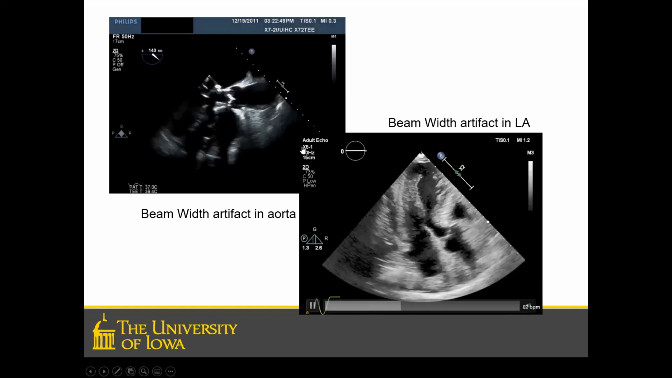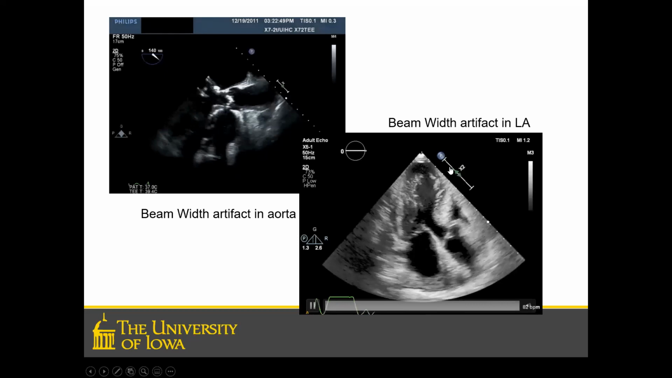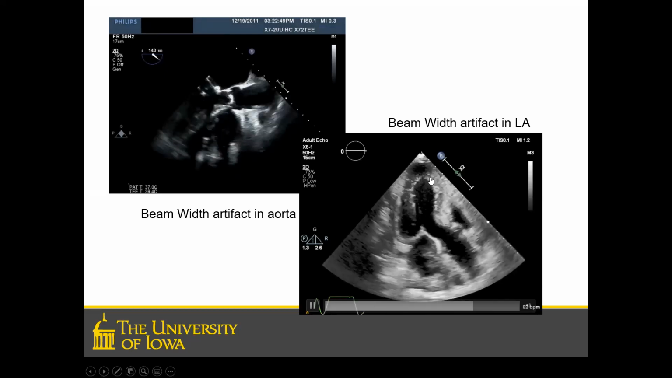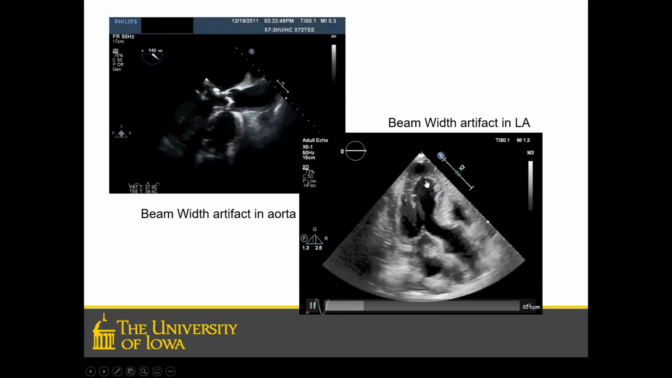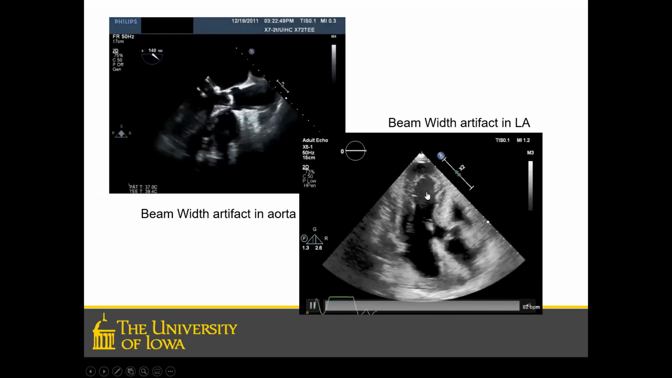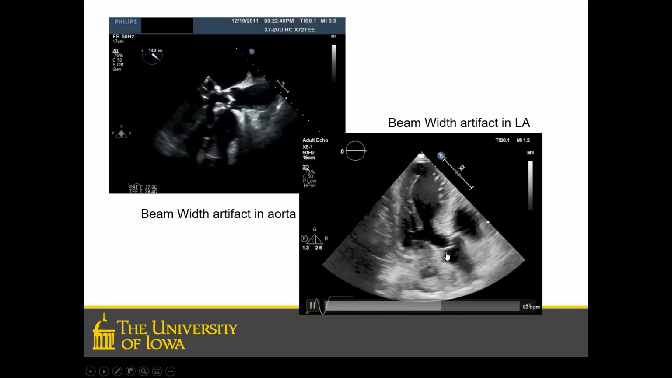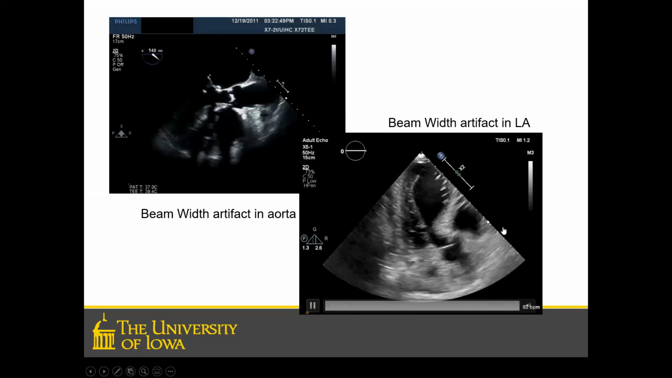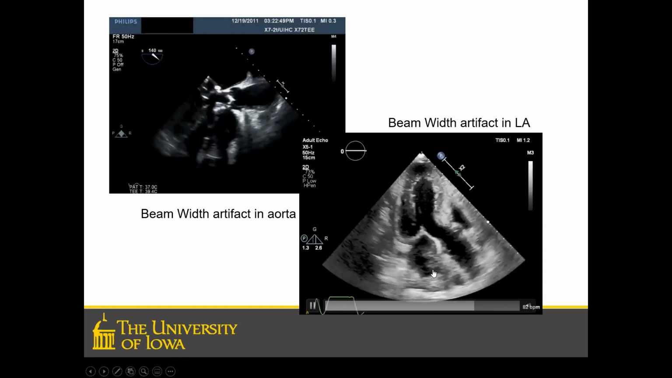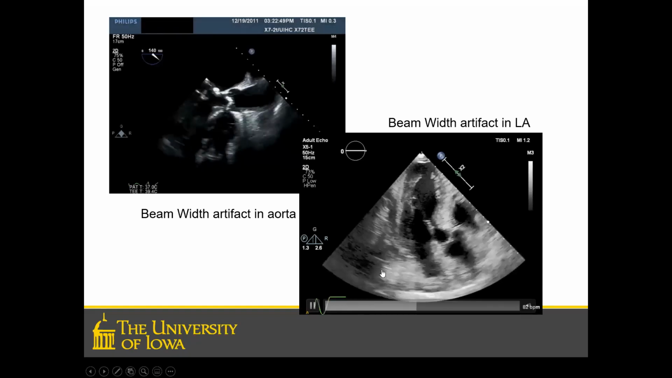Now, this is a matrix transducer, and if you notice, we've moved the focus all the way up to here because we were thinking there might be thrombus there. By doing that, that makes the resolution down here worse. So if we would move this back down to where it was, that's going to narrow that slice thickness, and this artifact is going to lessen.